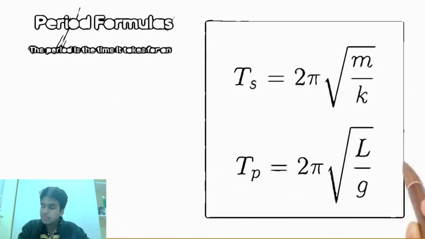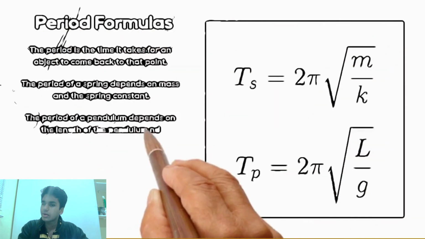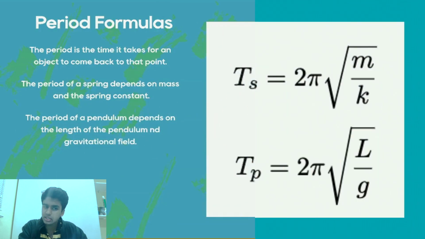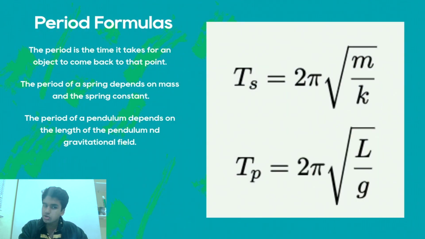Now, there's something known as a period, which is very important when we're working with oscillatory motion. The period is the time it takes for an object to come back to the point where it left. The period of a spring depends on the mass and the spring constant, and the period of a pendulum depends on the length of the pendulum and the gravitational field. So the formulas are 2 pi times the square root of m over k for the spring, and 2 pi times the square root of L over g for the pendulum.